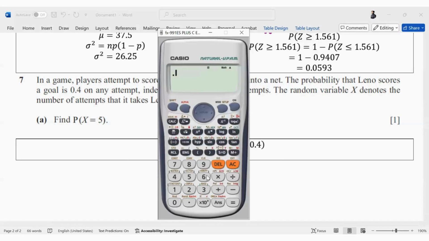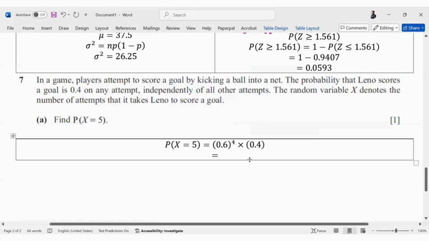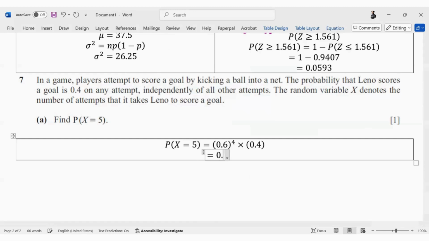0.6 to the power 4 into 0.4, which is 0.05184. So similarly, moving on to the next part.